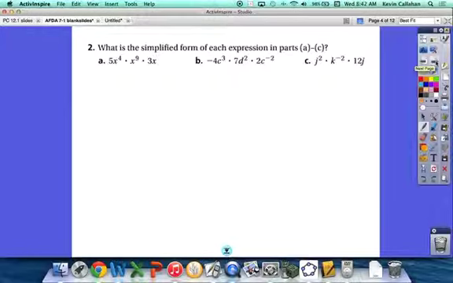So now variables. Variables here, okay? So I've got x to the 4th, x to the 9th, and x to the, what power is that? It's a 1. Okay, so how many x's do I have?